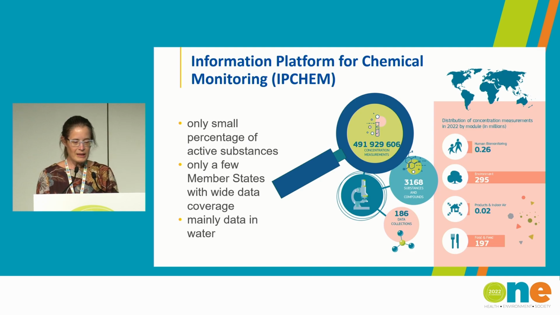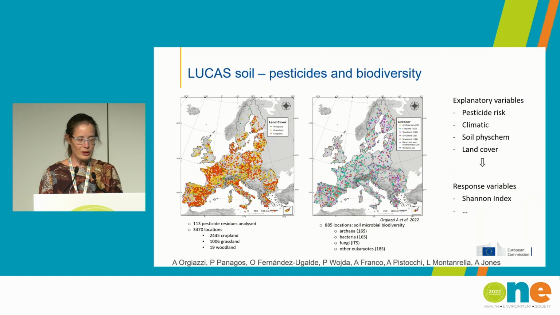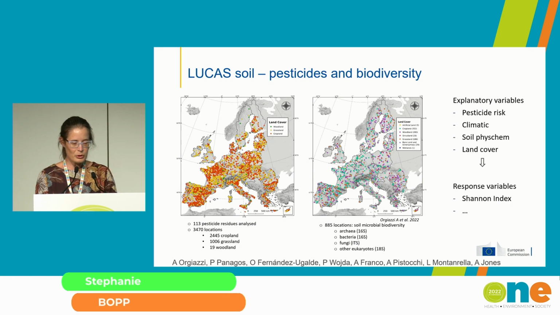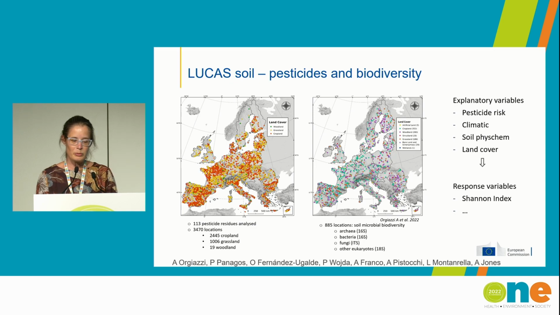But we have a good example where, when we look at data in soil, there is new data coming up: the LUCAS Soil Survey, which stands for Land Use and Coverage Area Frame Survey. It's a program that runs in 3 to 4 year cycles and generates data for soil samples across Europe. In the last cycle of 2018, more than 100 pesticides were analyzed, which provides nice opportunities, in about 880 locations. They also analyzed the samples for soil microbial biodiversity using DNA analysis and metabarcoding techniques.